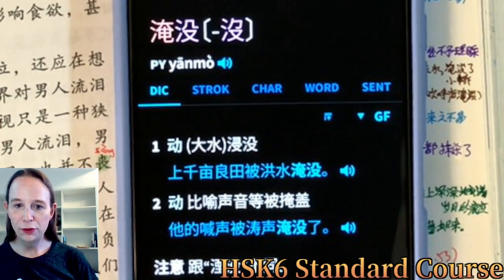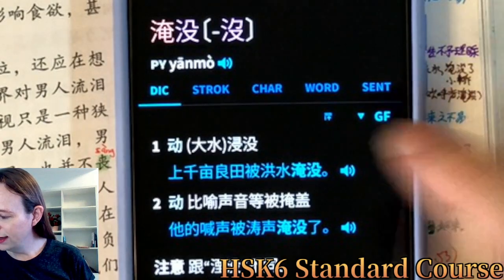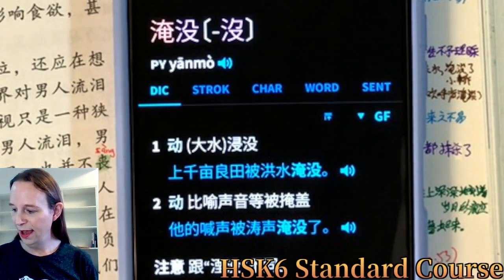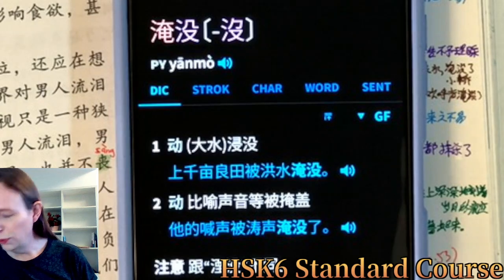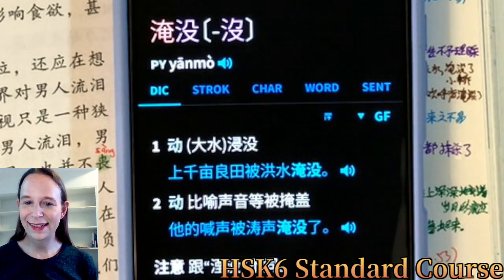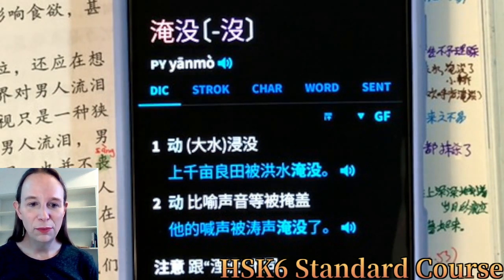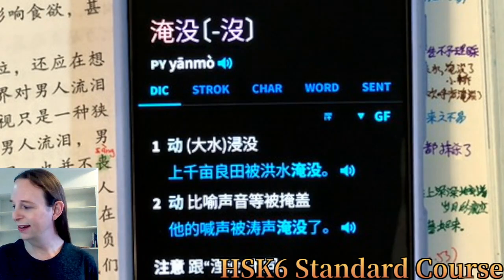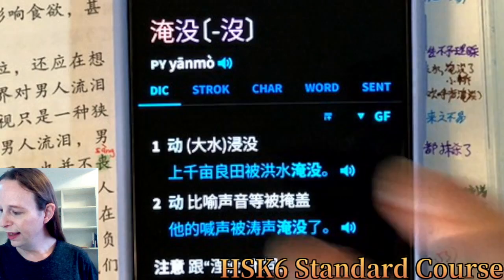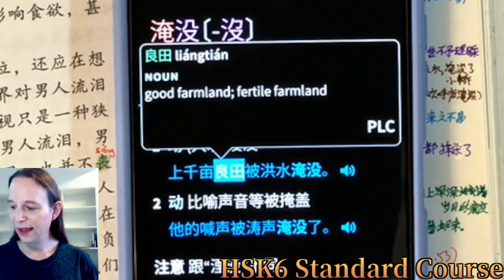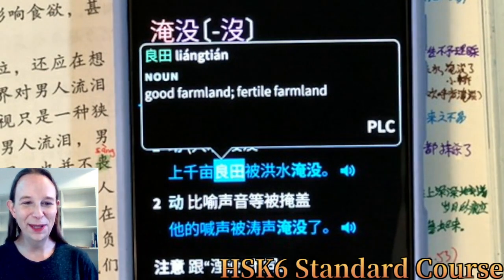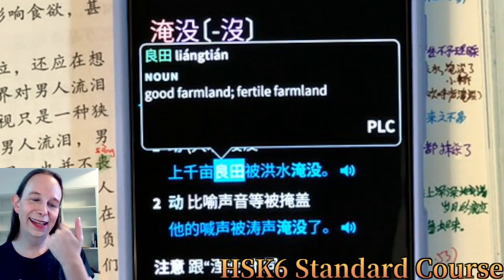Verb. 大水, 浸没, sorry, 浸没. Submerge. Okay, 上千亩. Do you know 亩? Mu is a unit of area used for fields in Chinese, kind of like hectare or acres, this sort of thing. 良田. Okay, so the 良 just means good, right? 田 is fields.